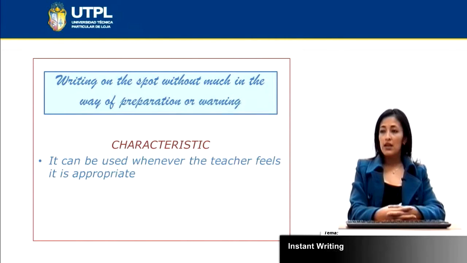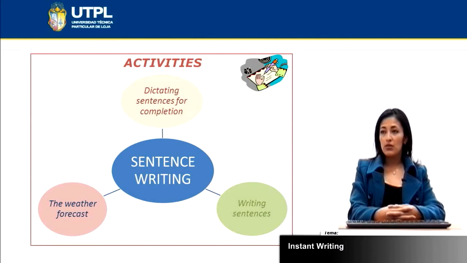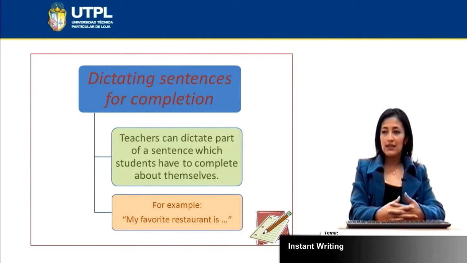The first one is sentence writing, in which we can use dictating sentences for completion, writing sentences, and also the weather forecast. Referring to dictating sentence for completion, it's important to say that teachers can dictate part of a sentence which students have to complete about themselves. So, for example, the teacher can start writing "my favorite restaurant is," and the student needs to complete this sentence.